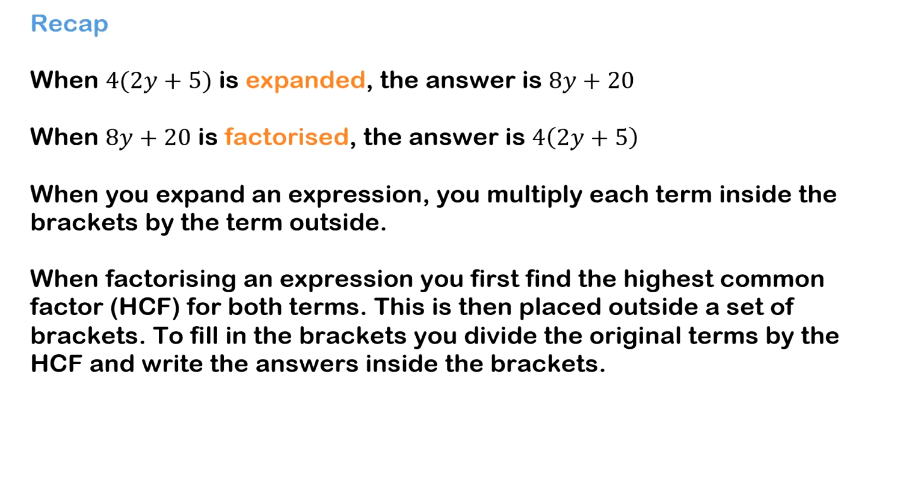When you're factorizing an expression, you first find that highest common factor for both terms, and you can do this by writing your list of factors and then finding the highest common one. And then this is then placed outside the set of brackets, and when we go to fill the answers in the brackets, we divide the original terms by the highest common factor. These answers then go inside the brackets.